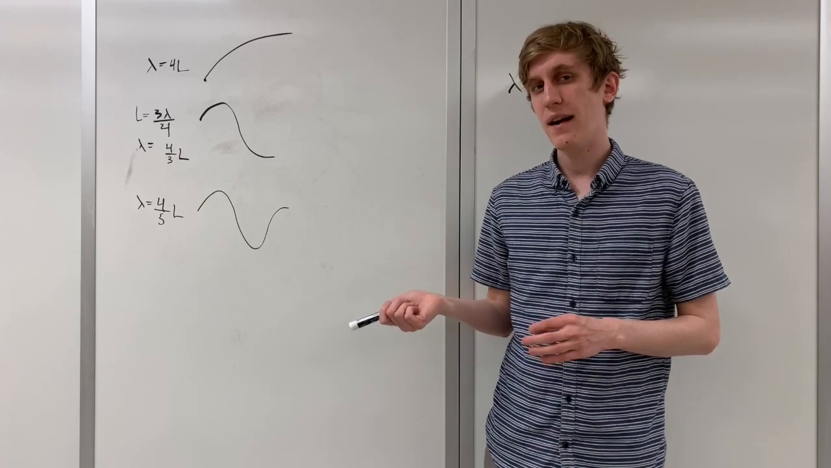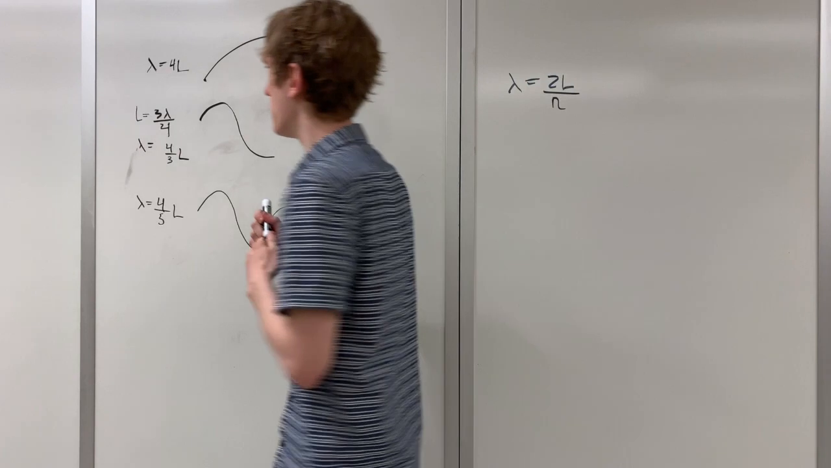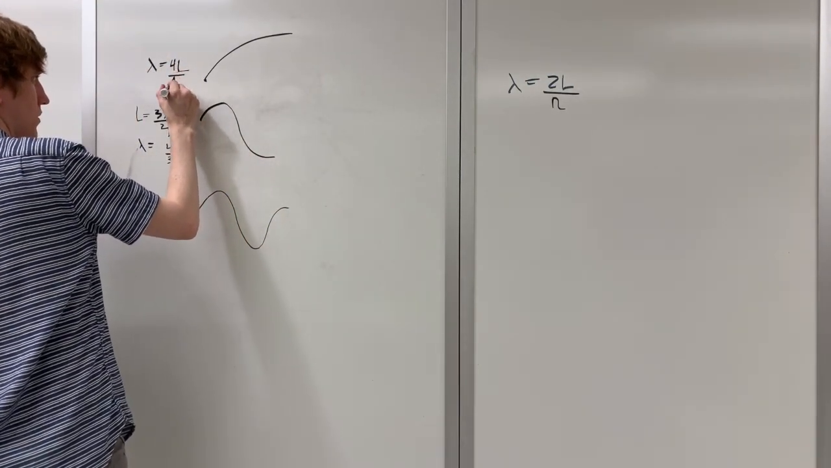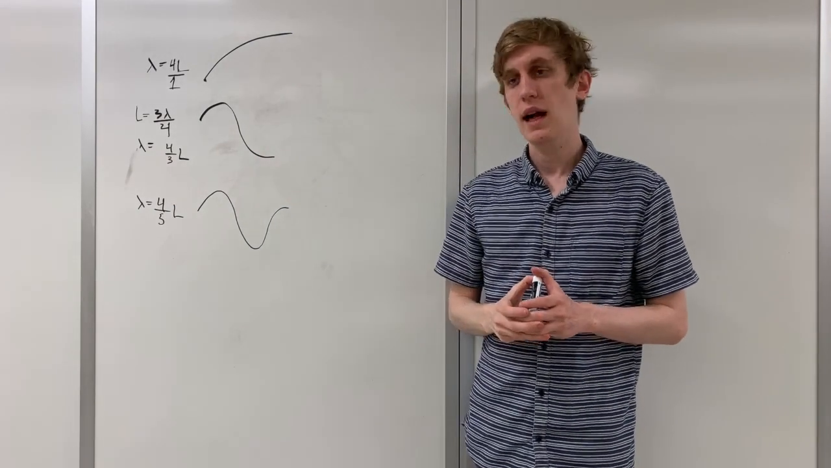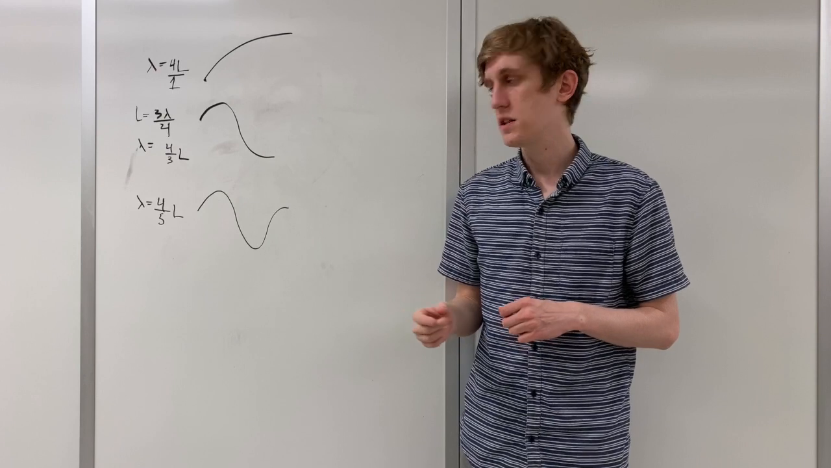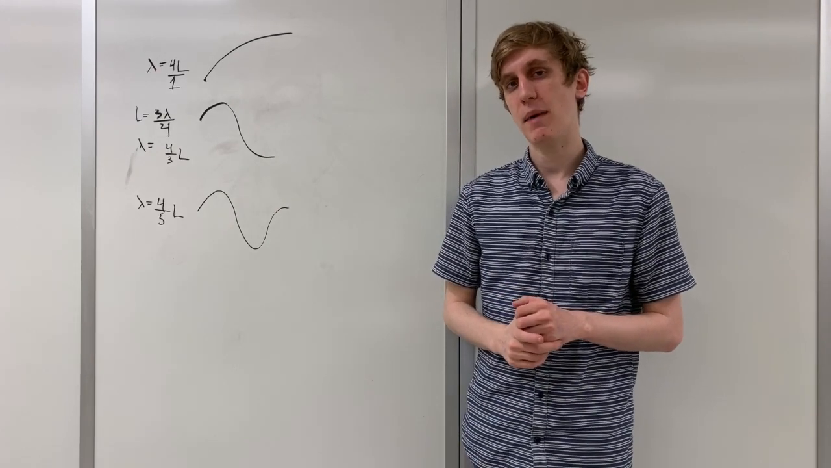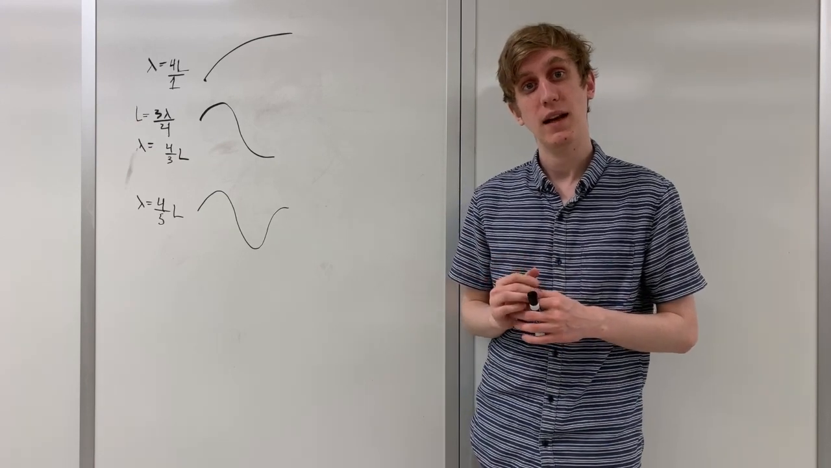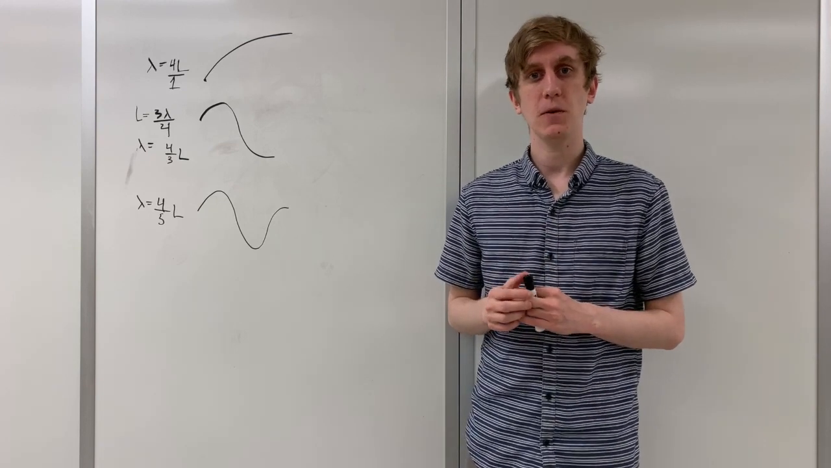Can you start to see the pattern here? Let's use the same trick we used for the first case. So the first wavelength is 4L divided by 1. The second wavelength is 4L divided by 3. And the third wavelength is 4L divided by 5. Can you figure out what the next wavelength would be? If you said 4L divided by 7, you're absolutely right.